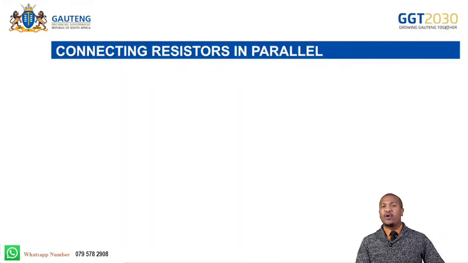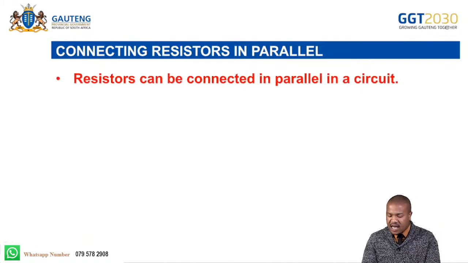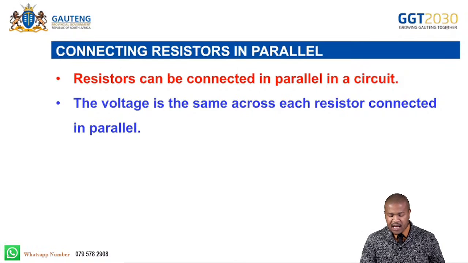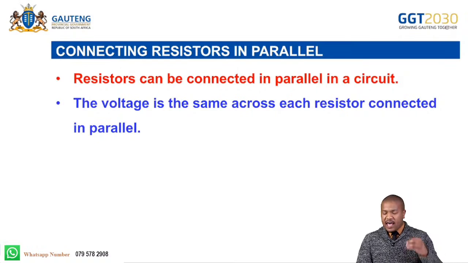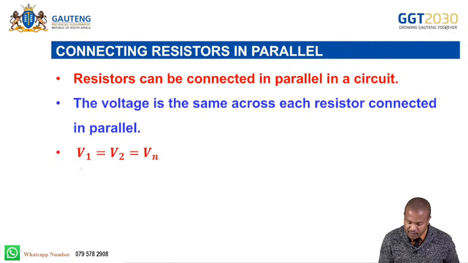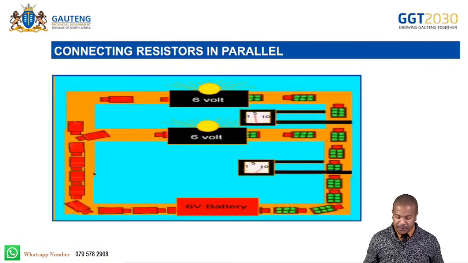So now let's look at connecting resistors in parallel. Resistors can be connected in parallel in a circuit. The voltage is the same across each resistor connected in parallel, right? Meaning V1 is equal to V2, up to Vn, where n is the number of resistors.